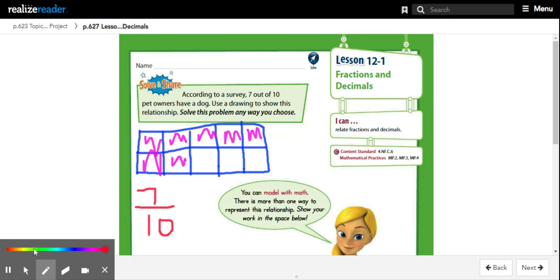Okay, so now with decimals, when you want to think about a decimal, you want to think, how close is it to 1? Okay, when you're thinking about tenths, you're going to put a decimal point, and then you're going to say it's 0.7. Okay, 0.7 is the same as 7 tenths.